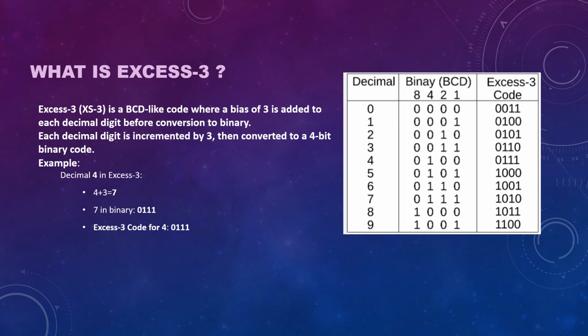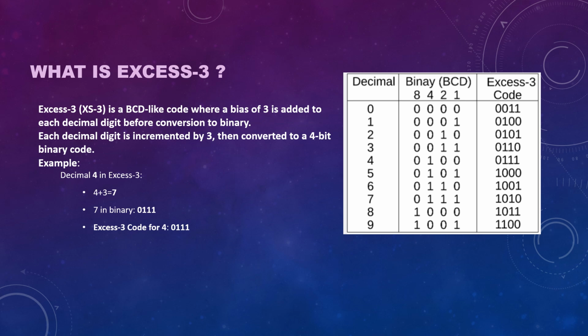Okay. Now, what is XS3? XS3 is nothing but the BCD code where a bias of 3 is added to each decimal digit for conversion to binary. It works like this: each decimal digit is incremented by 3 and then converted to a 4-bit binary code.